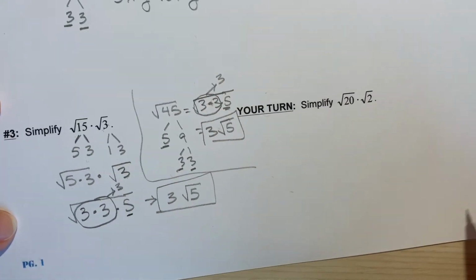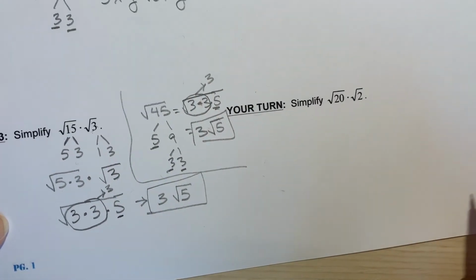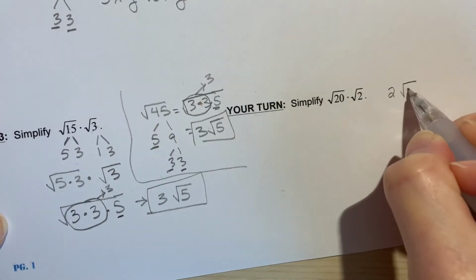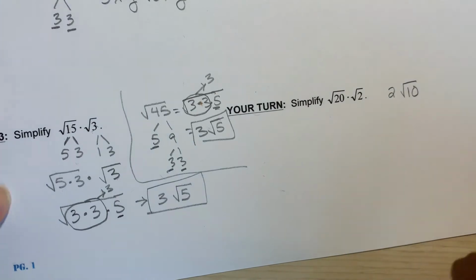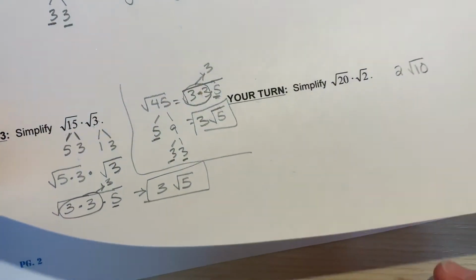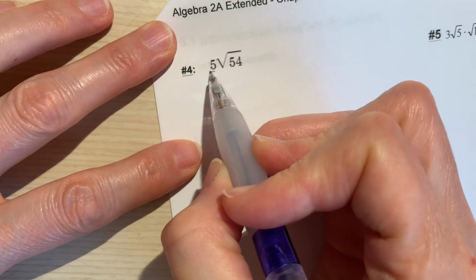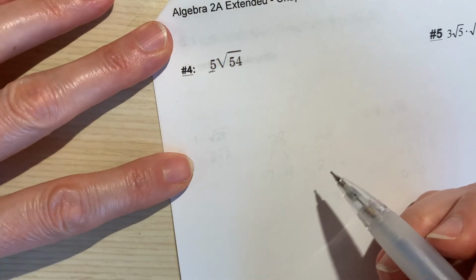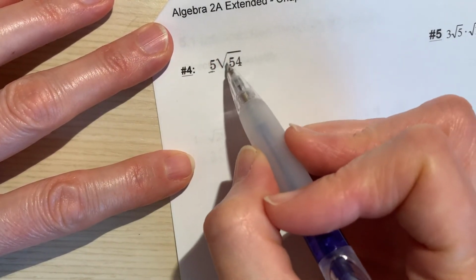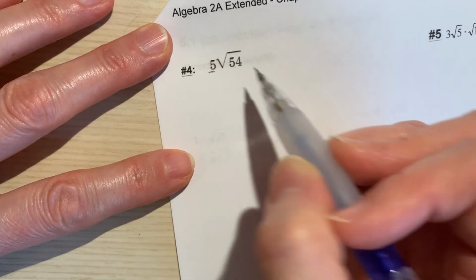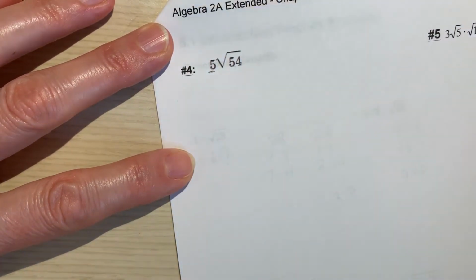This is one for you to try, and the answer for this one is 2 times the square root of 10. So try that one on your own. A couple more. Example 4. Same idea. You'll notice I just have a number sitting outside jail here. So when I do the jailbreak on this, whatever busts out will get multiplied by the 5. I'll show you how that works.